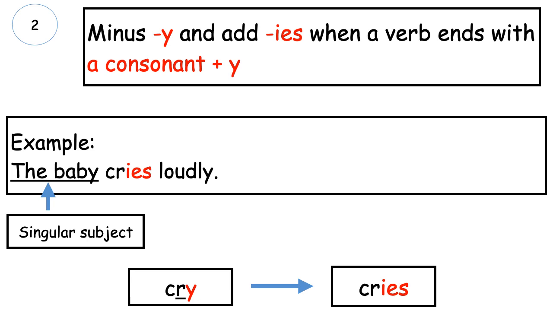Okay, so CRY. Okay, CRY, huruf yang terakhir dia Y. Lepas tu yang huruf di depan Y itu konsonan. Jadi kita boleh apply rule yang kedua, iaitu buang Y tambah IES kepada kata kerja dia. Okay.